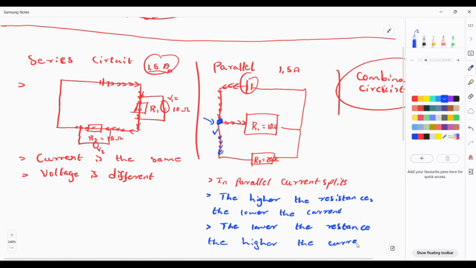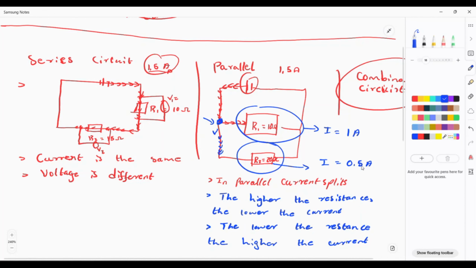So these statements help you to see whether your answer is correct during the exam. Let's say, for example, they ask you to calculate the value of the current in that junction. Because this is 10 ohms, and your answer over here, your current, is about 1 ampere. And then in this junction, you find that your answer is 0.5 ampere.